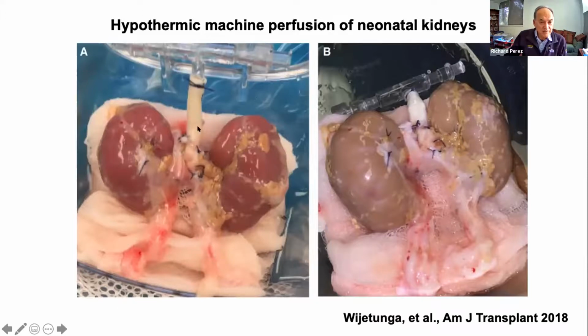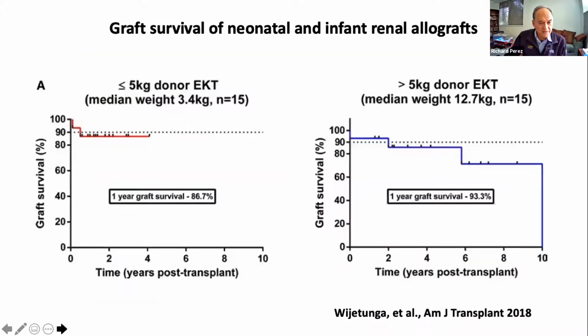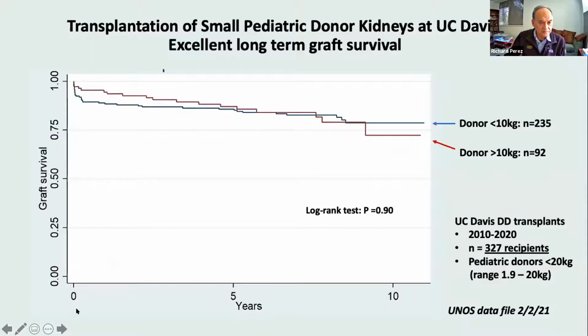They put them on pump. Sounds like they do it very similar to the Miami group. Here, you can see the unflushed kidneys before pumping and after, big difference. And here's the outcome. They had an early graft loss, but it leveled off: 86% at 1 year compared to 93% when they were greater than 5 kilos. So 15 less than 5 kilos, 15 greater than 5 kilos.